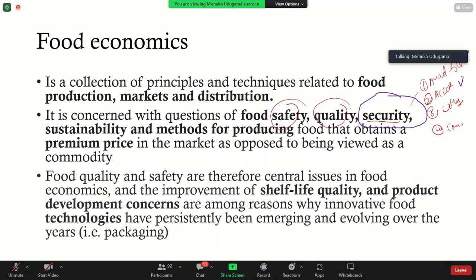Now you can remember during the COVID period, there was a huge impact on food security because a lot of food was not available. For some, even if it's available, you can't go and get it. So that affects the food security.